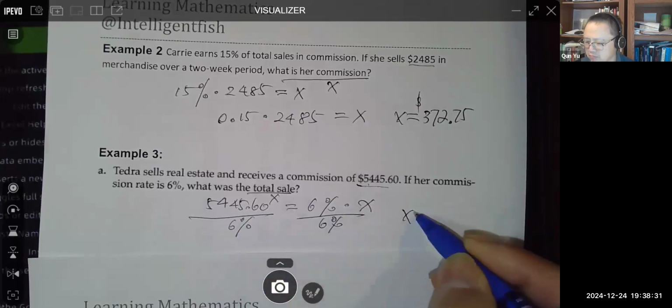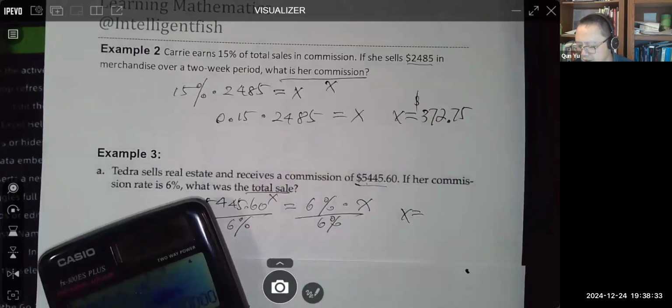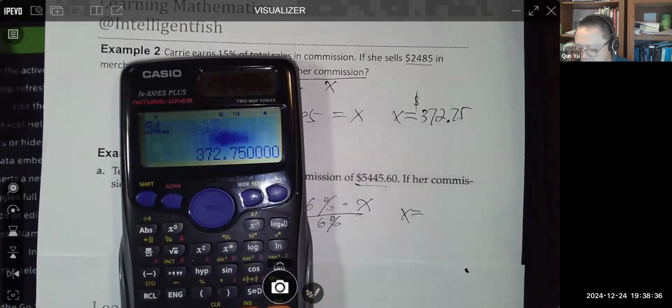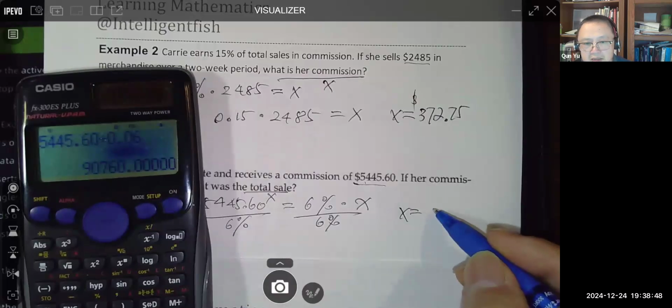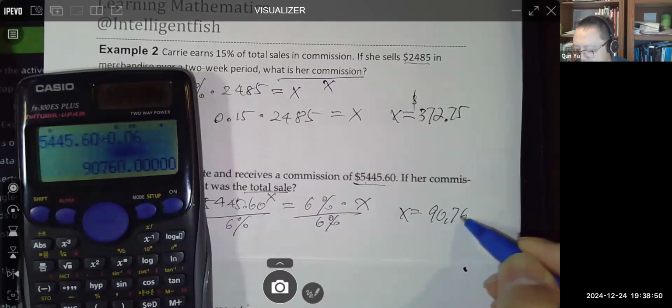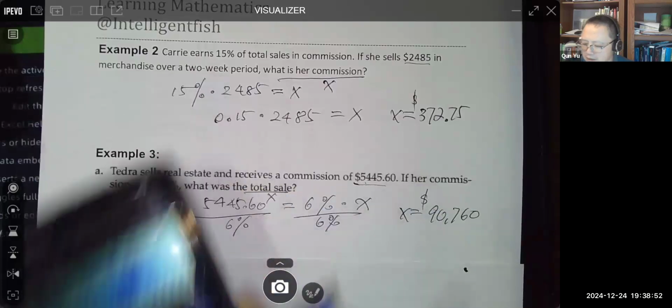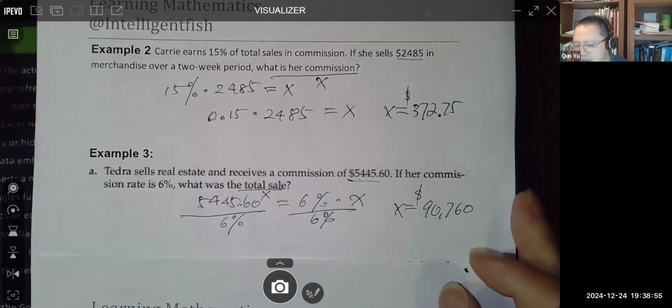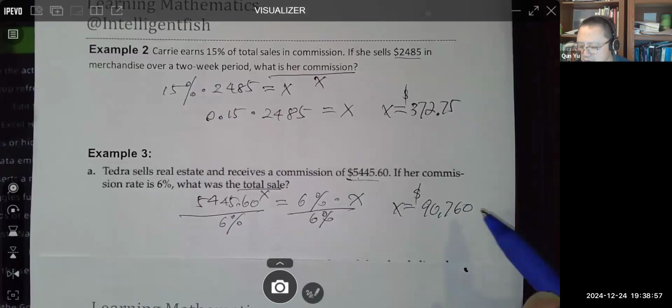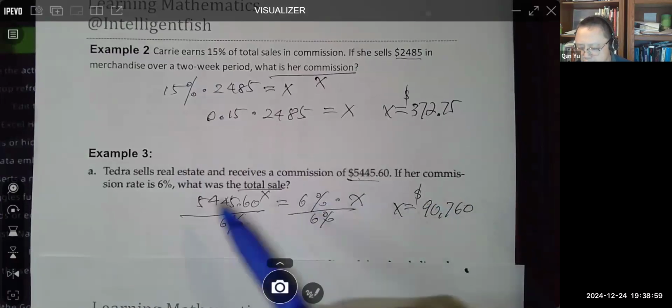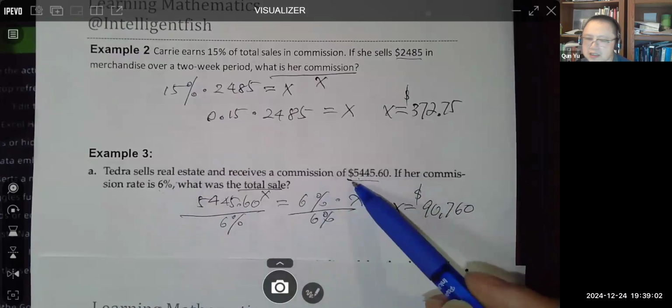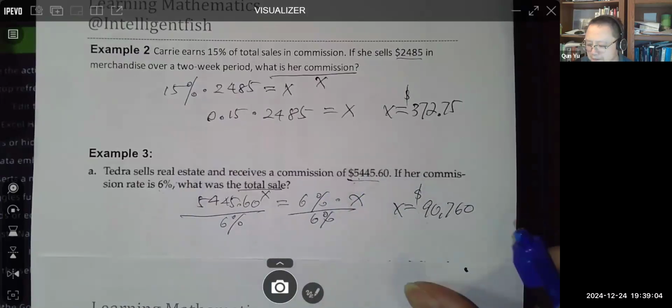So let's do the calculation. The commission is 5,445.60. Remember, 6% is 0.06. So total sales is 90,760. Yeah, that's her total sales. How do you know this is the right answer? If you multiply this number, total sales, by the commission rate, you should get the commission amount. That's how you double check.